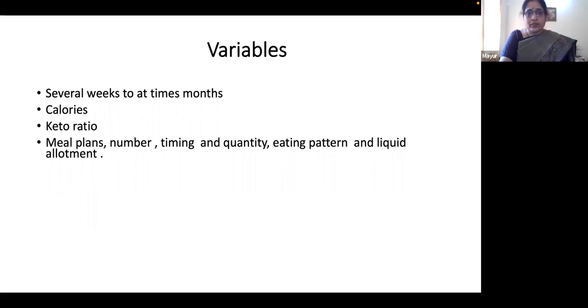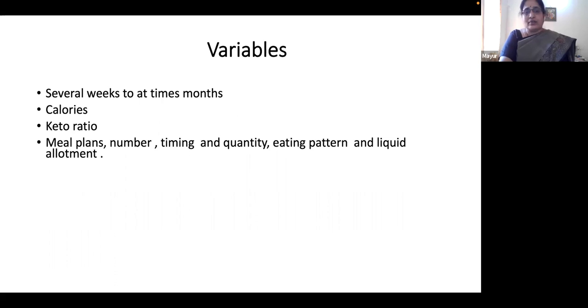Meal plans, number of meals. The meal plan would comprise the meal pattern and the number of meals, including snacks, the total number of either meal or snack, or a feed if it is a child on an NG tube or PEG tube. So overall, it will be the number of feeds. Why do we calculate it? Because we need to distribute the keto ratio uniformly throughout the day, so that proper ketosis is achieved, and sustainability and uniformity will be there, and a lot of other side effects also can be taken care of.